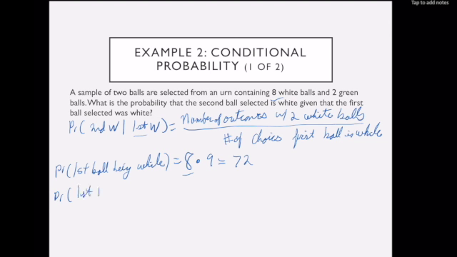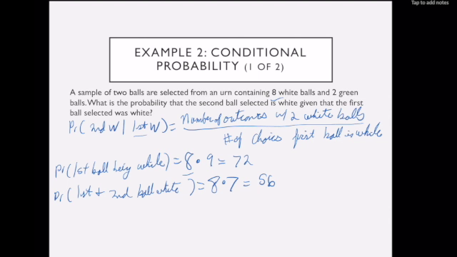Next, I need to figure out the number of outcomes in the intersection, which I said is 2 white balls. So first and second ball are white. How many choices do I have for my first ball if it's white? 8. After that, I've already taken one of the white balls. So how many white balls are left in my urn? 7. So that's the number of possible outcomes with 2 white balls, and that gives me 56.